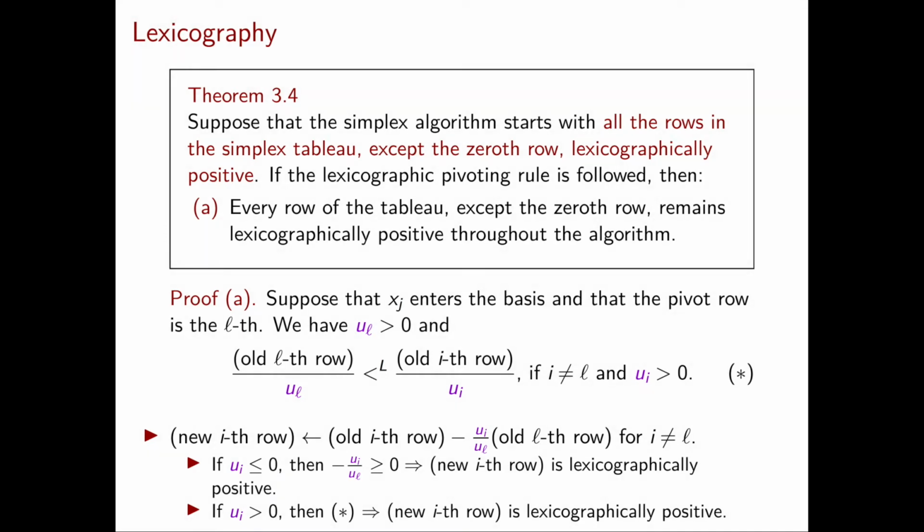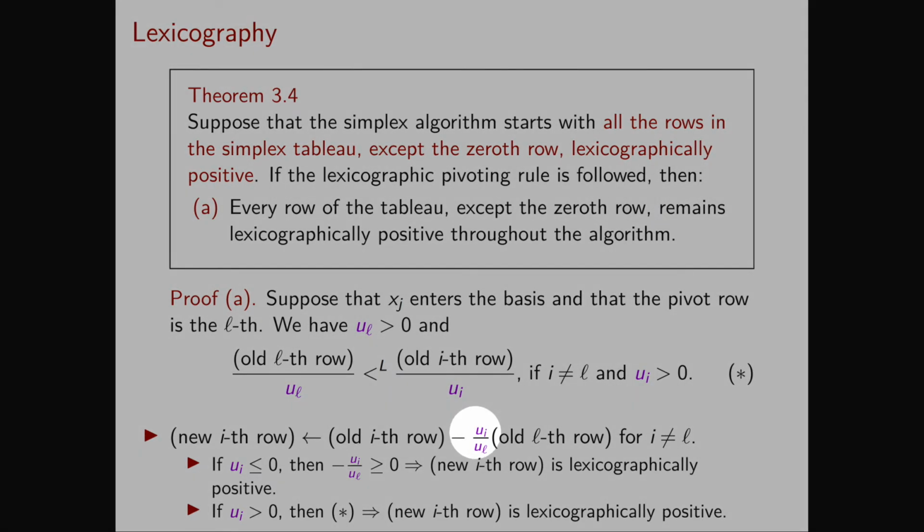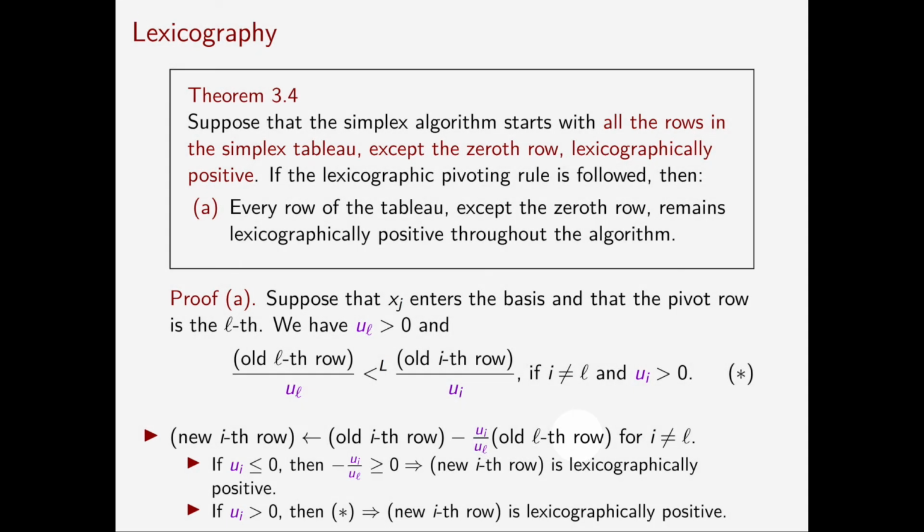Therefore, the new ith row is the sum of two lexicographically positive rows, namely the old ith row and minus UI over UL times the old lth row. Therefore, the new ith row is lexicographically positive.